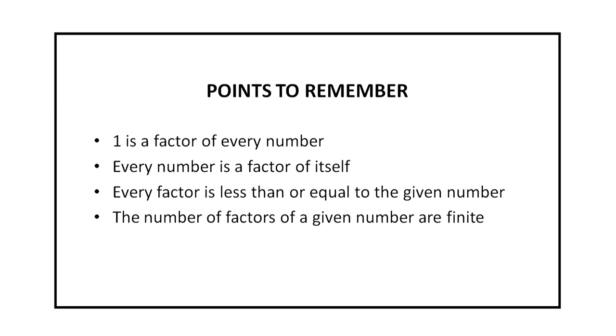Points to remember. Before dealing with the topic, we need to remember a few points which will be helpful in learning the topic factors and multiples. As we all know, one is a factor of every number. If we take each and every number starting from 1, we can see that one is a factor of every number. Number 2, every number is a factor of itself. 3, every factor is less than or equal to the given number. Final point, the number of factors of a given number is finite. So these 4 points should be remembered before dealing with the new concept factors and multiples.